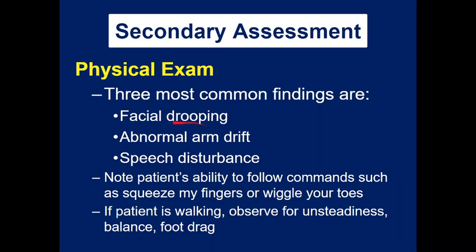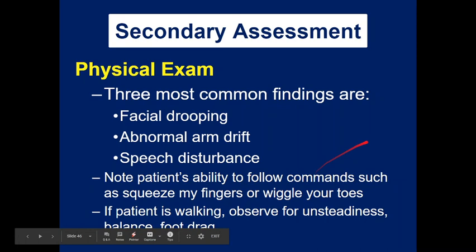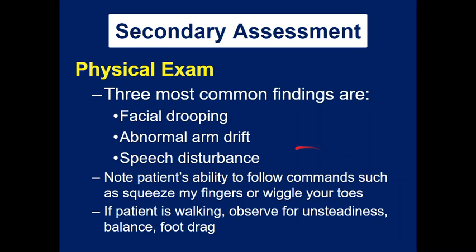So look for their face, arm drift, and then ask them to say a sentence, and if they have slurred speech, that may be a sign of a stroke. If they're walking, observe them for weird movements, unsteadiness. Are they dragging a foot? Are they weak on one side? Do they have poor balance? And then also ask them to follow commands like squeeze my fingers, wiggle your toes, right? You're doing that peripheral PMS kind of a thing.